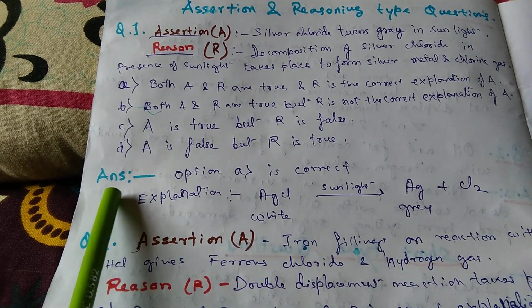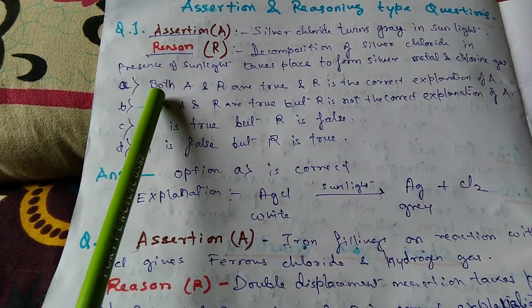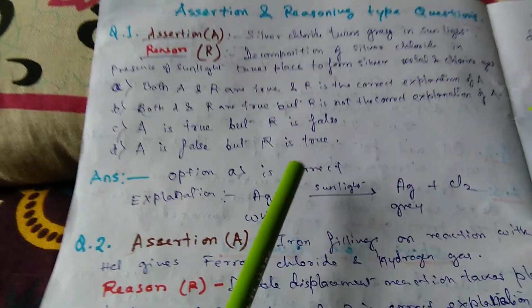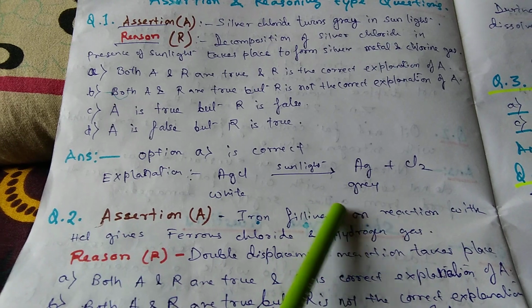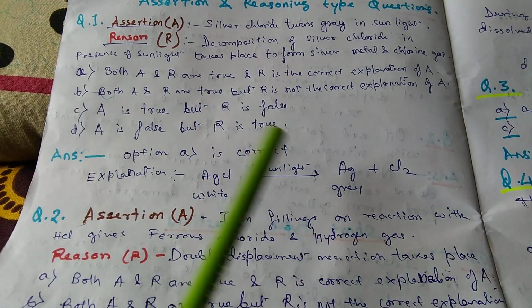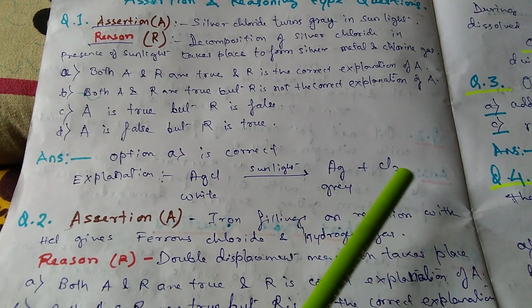Okay, so here the answer is the first option, A is correct. Okay, why? Because silver chloride on exposing to sunlight turns grey because it decomposes to form silver and chlorine.